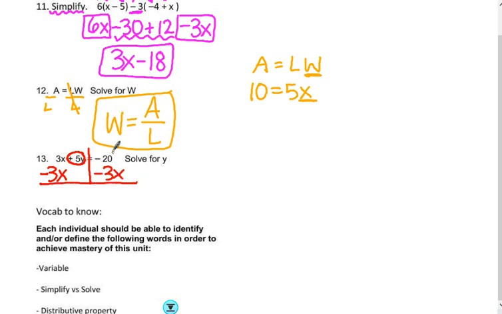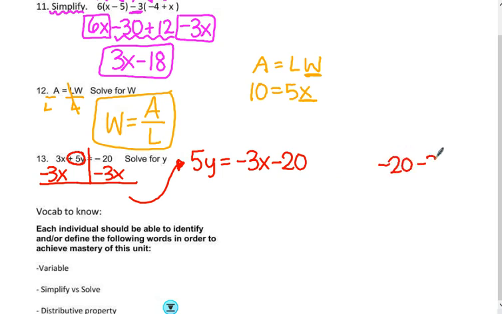Now remember, these are apples and these are oranges. We can't actually subtract the two, so we just line them up side by side. I'm going to write this over here. So I'm left with 5y equals a negative 3x and a negative 20. Now you could also put negative 20 minus 3x, and that would be okay too.